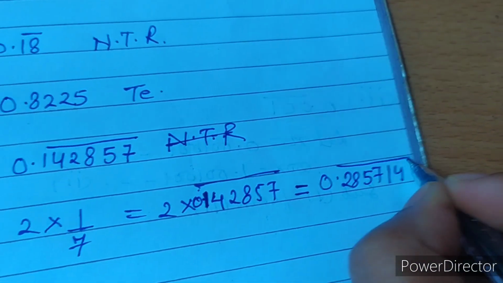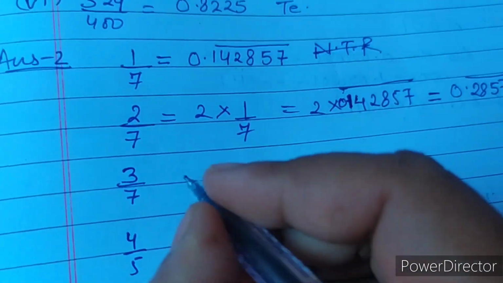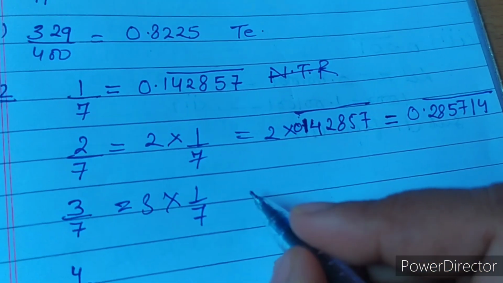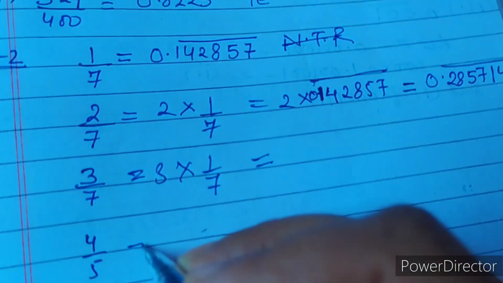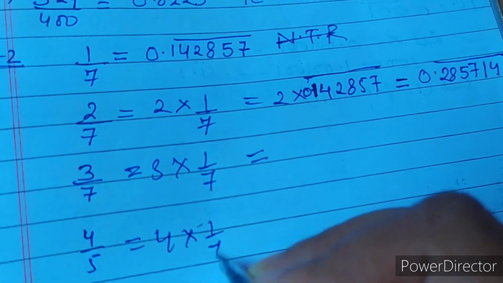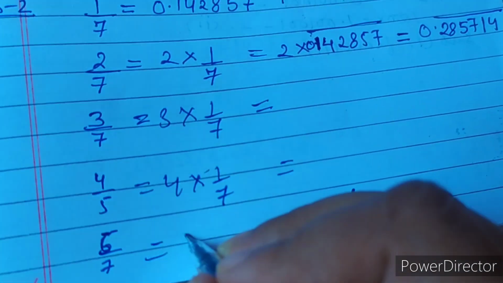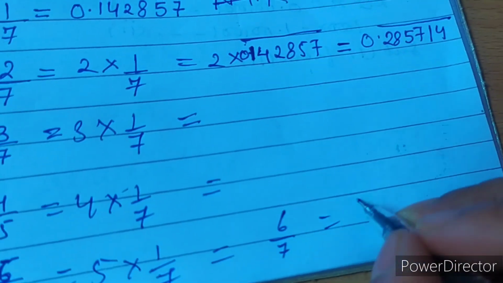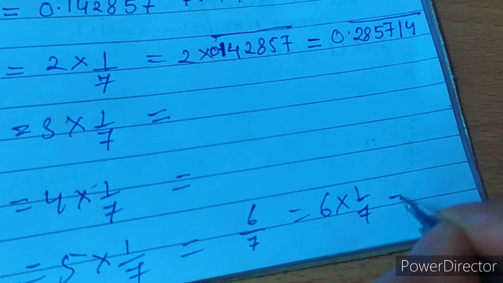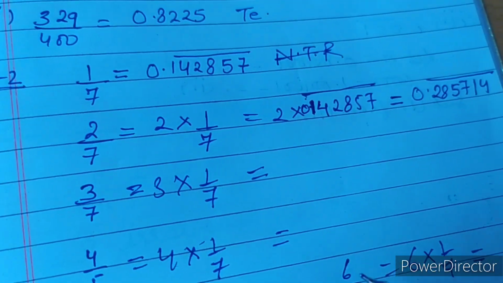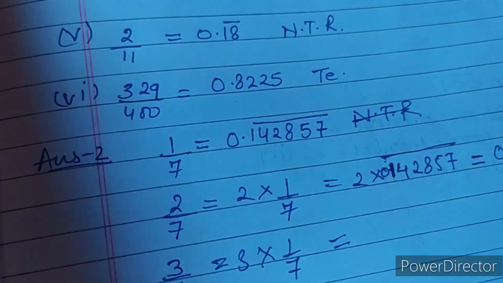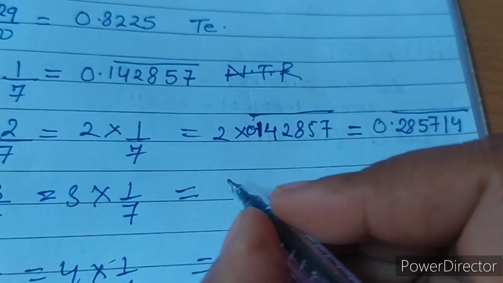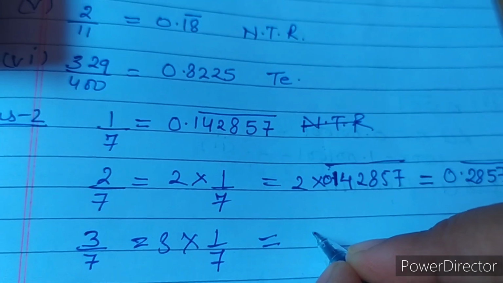and you can multiply it and you can get 0.285714. Likewise, we can find the answer of 3 by 7, that is equal to 3 into 1 by 7. So multiply this non-terminating recurring decimal with 3, you will get the answer. Multiply it by 4, you will get the answer of this fraction, and multiply it by 5 into 1 by 7, you will get the answer of this fraction, and 6 by 7 is equal to 6 into 1 by 7, and you can get the answers of all these fractions. I have already solved it out. So you will get 3 by 7 is 0.428571.